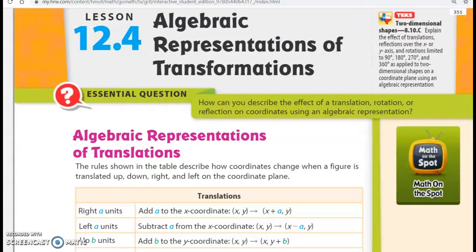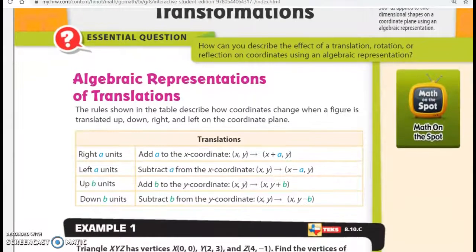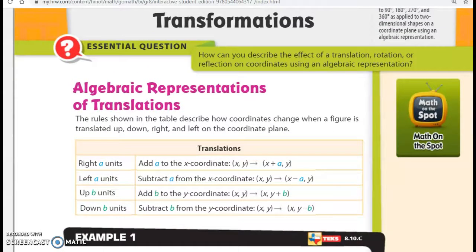Alright, you guys, in this video we're going to be talking about the algebraic representations of a translation. Now, a translation basically is where you have a shape, and as the spelling goes, T-R-A-N-S-L-A-T-I-O-N-S, we know that we are going to be sliding or translating a shape to a different part of the coordinate plane.